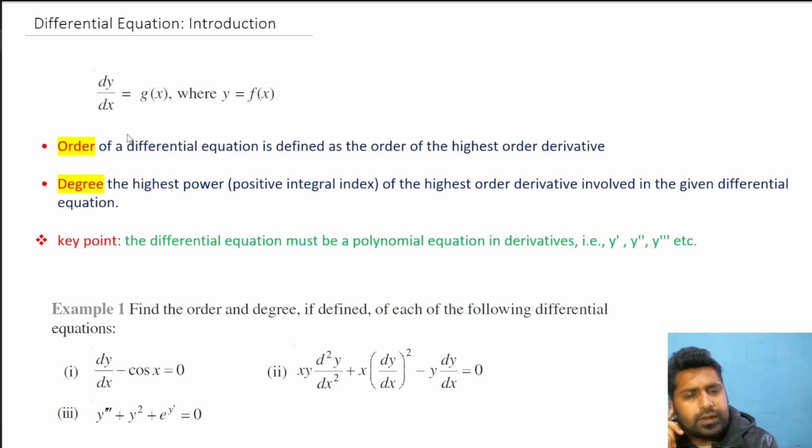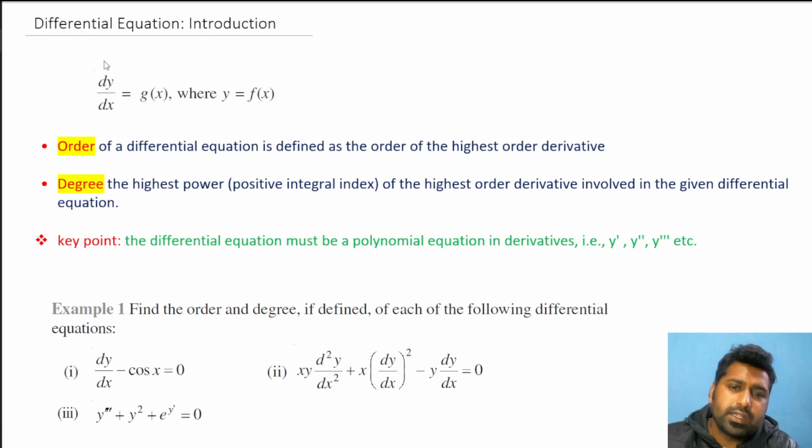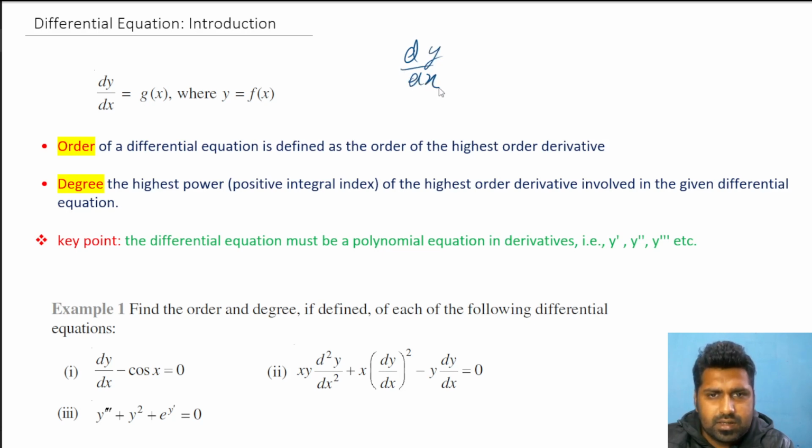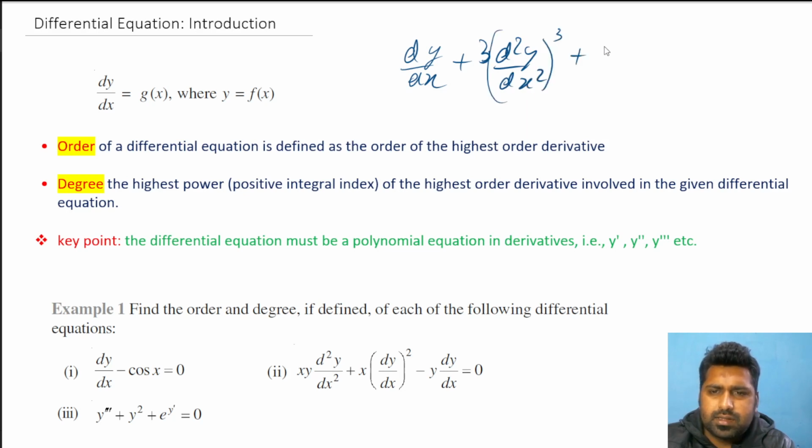Then degree. Now degree is the highest power of the highest order derivative. Means after you find which is the highest order derivative involved, you look at the power of that. Let's take one example. Let's say I write an equation dy by dx plus 3 d square y by dx square, and there is a power 3, plus 5x is equal to 0, something like this.